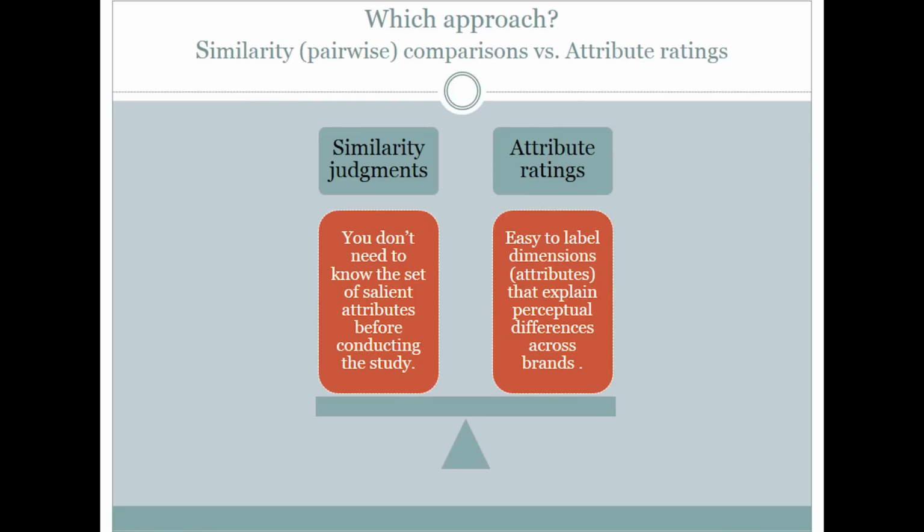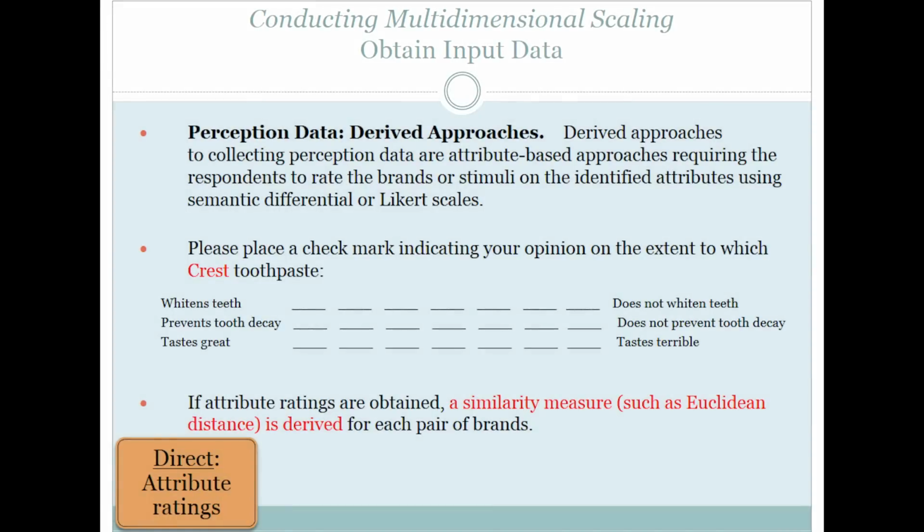So the attribute ratings often are used when you can spell out which attributes are important to the markets that you're trying to go after. So this is giving you an example of how you might do this with Crest toothpaste, right? So this is getting at the idea of Crest toothpaste. And you might say, check one of the blocks on this scale, that's basically showing 7 points there, right?